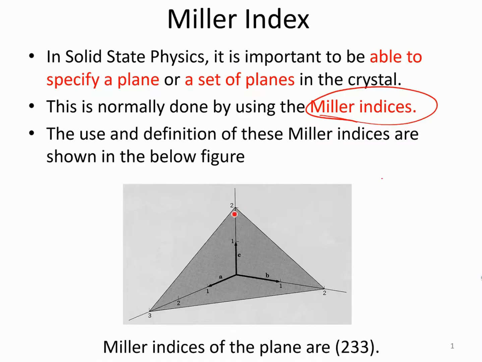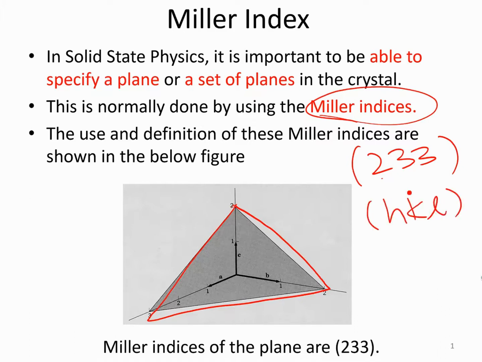Let's say this is one plane. I want you to tell me what plane it is. Can you name it? Based on the Miller indices technique, the Miller index for this plane is 233.